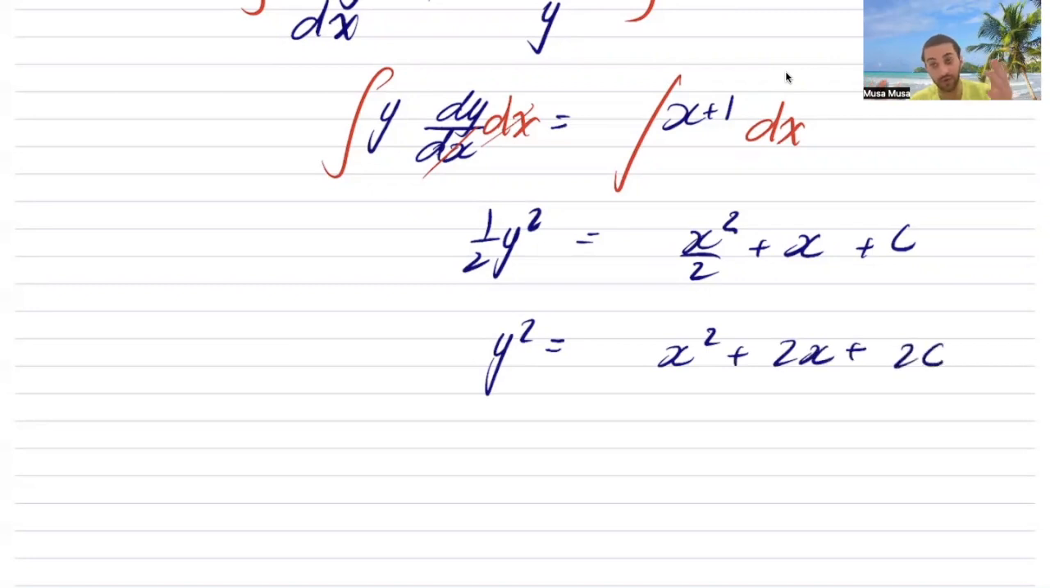Now I have a question for you. If c is a constant, 2c is also a constant. So what's the point in writing it as 2c? Just write it as c.